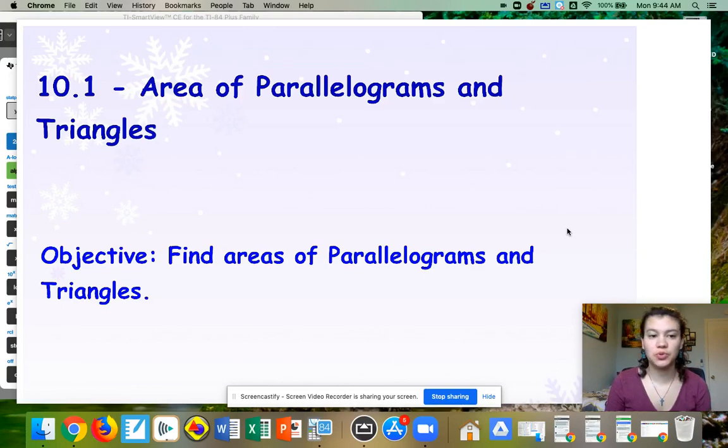So today we're going to do 10.1, the areas of parallelograms and triangles, but I'm going to start by answering the question of the day, which you guys will find on the 10.1 check-in.